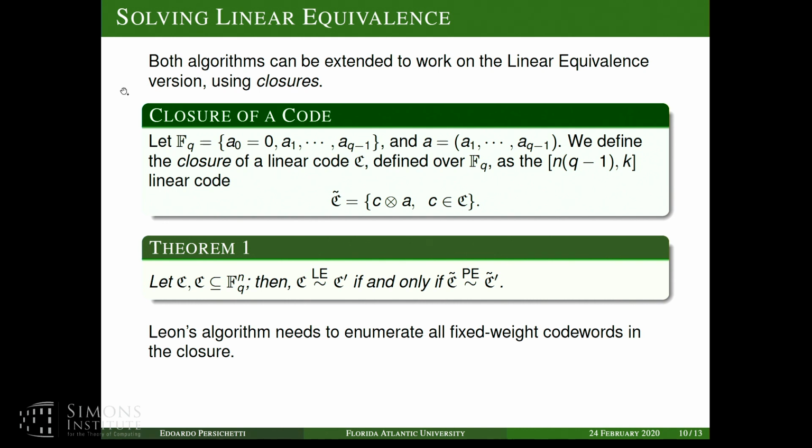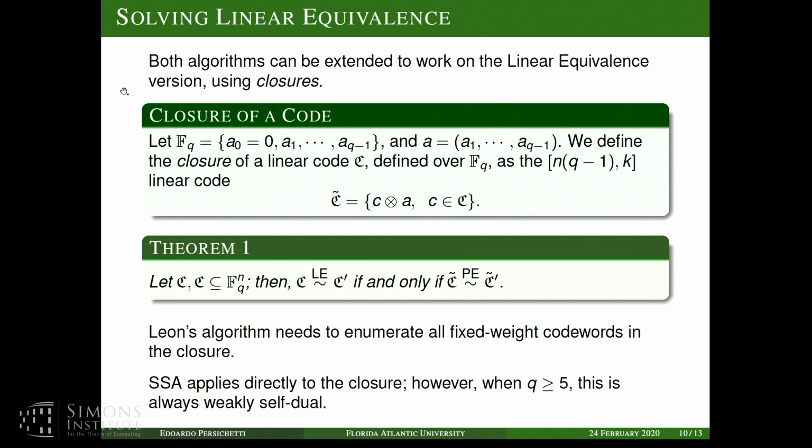So for Leon, we will enumerate the words of the closure. And for SSA, we can actually run this on the closures because this solves permutation equivalence. But Sendrier showed that when q is greater than or equal to 5, then the closure of a code is always weakly self-dual. And this is exactly the case we're interested in, because then we can take codes which make SSA not applicable.